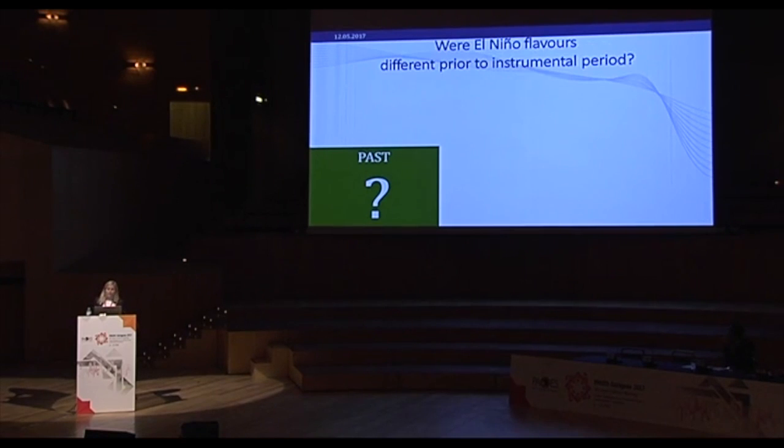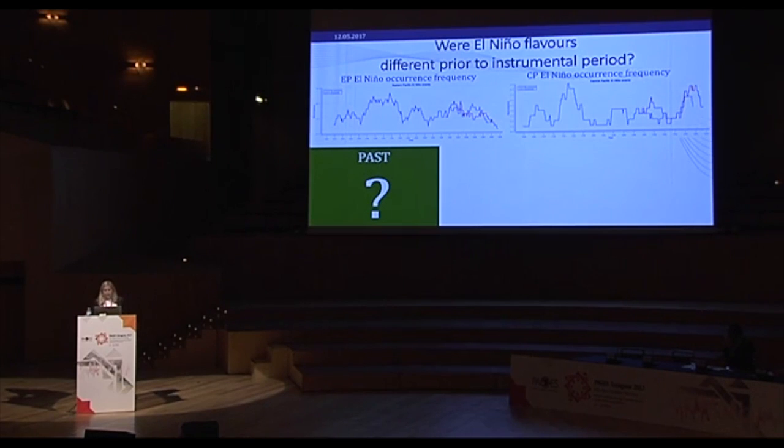So how does it look like? Was El Niño flavor any different prior to the instrumental period? This is just the frequency plot of the reconstruction and the events we've identified. The red one is the instrumental, the blue one is our reconstruction. You can see we have some ups and downs. We have decadal variability in there that we're picking up. Those are the Central Pacific El Niño events. As we can see again, this is the same. So we also have some quite pronounced decadal variability in there.